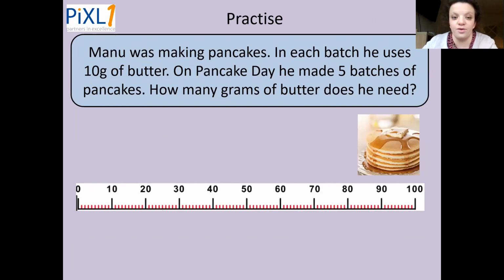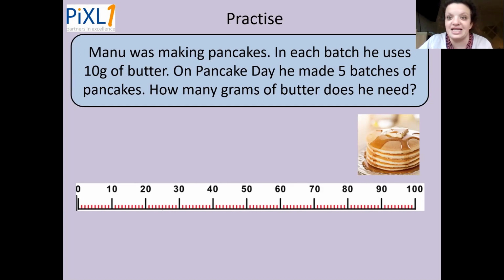So have a go. You've got the number line here to help you, or you can draw it. Manu was making pancakes. In each batch of pancakes, he needed to use 10 grams of butter. On pancake day, though, he made 5 batches of pancakes, each one needing 10 grams. How much butter does he need altogether?